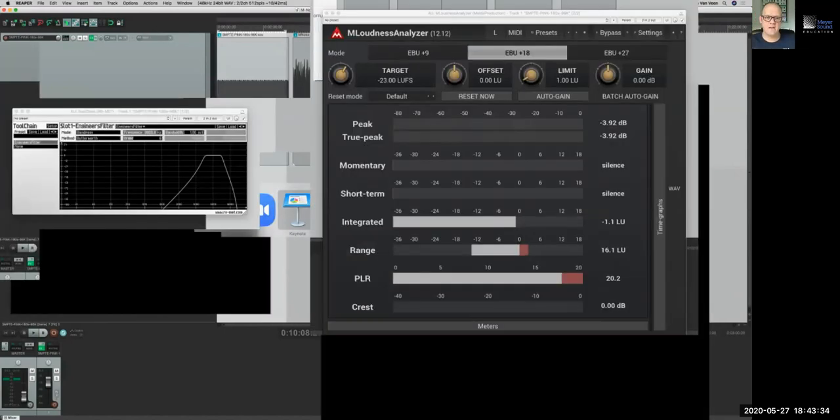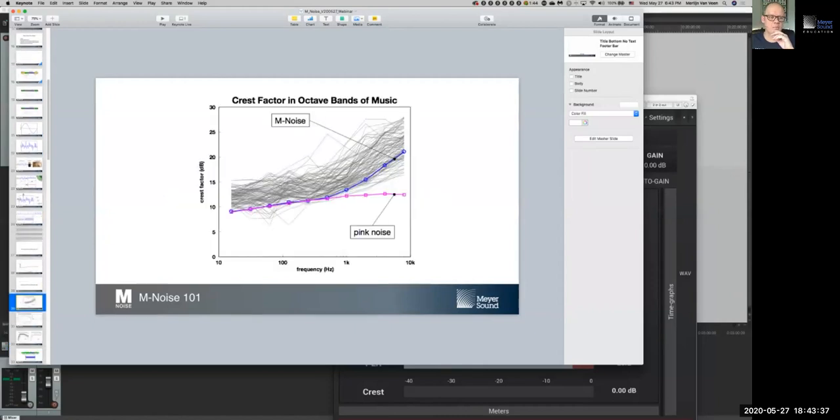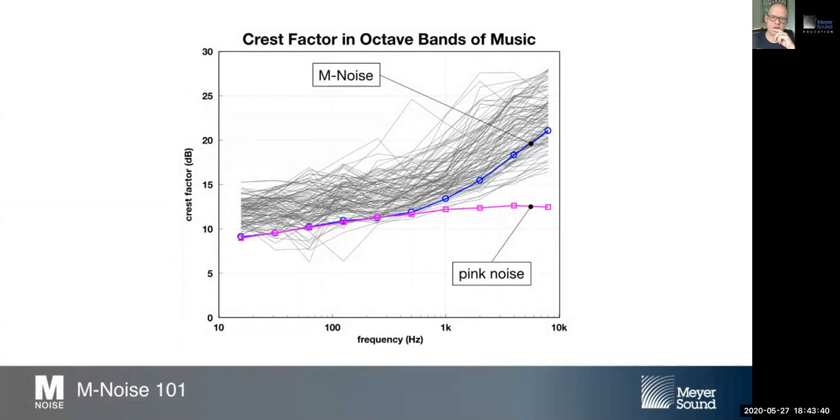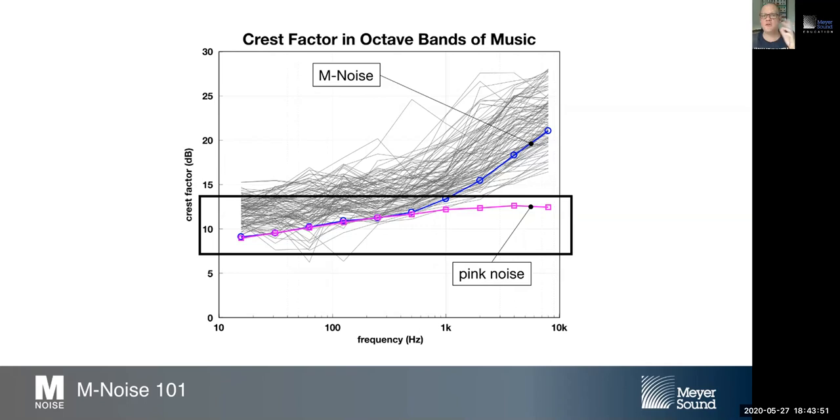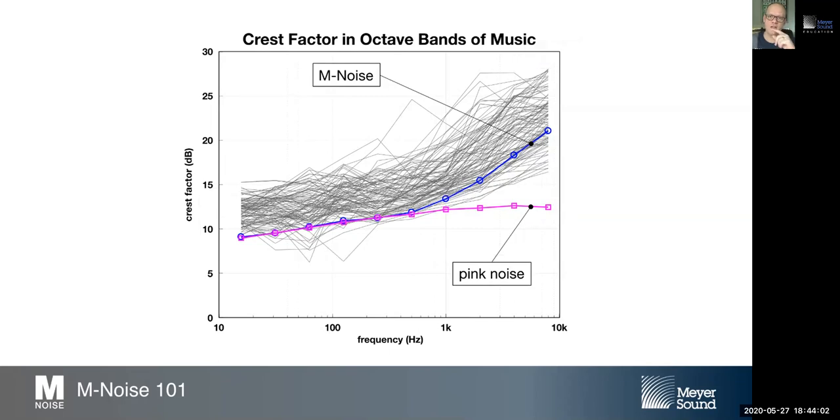So, if you do this for a lot of music, and we're talking about hundreds of samples, then time and again, you will see the same progression. And that progression is shown over here. Now, I would like to remind you that the pink line was the previous result that we established for pink noise, whose crest factor remains functionally the same with frequency. But if you do this for music, you will see that without exception, there comes a point where if you go up in frequency, the crest factor goes up as well. And here you just see a subset of all the samples that we looked at.